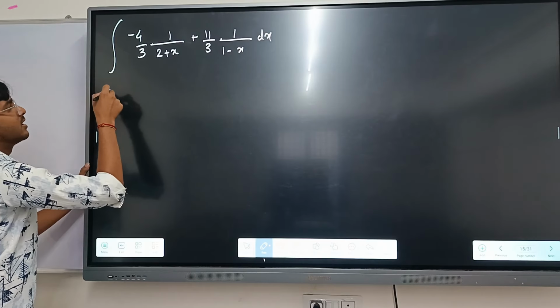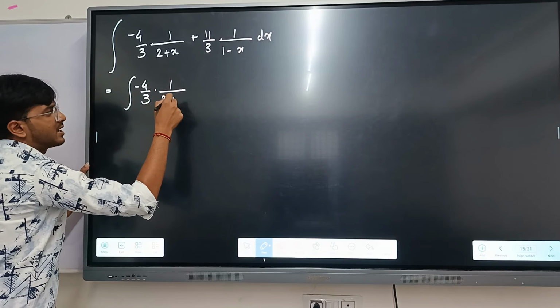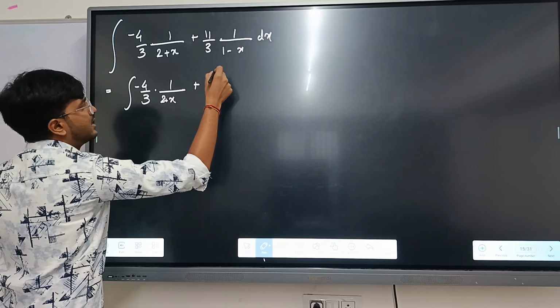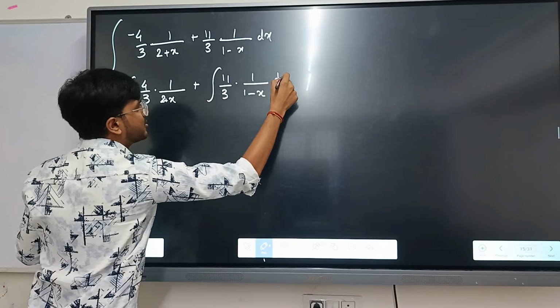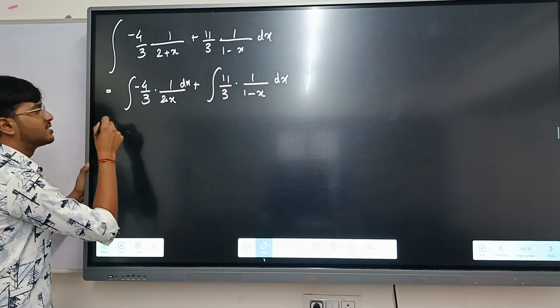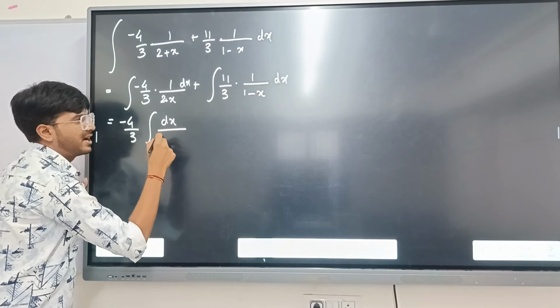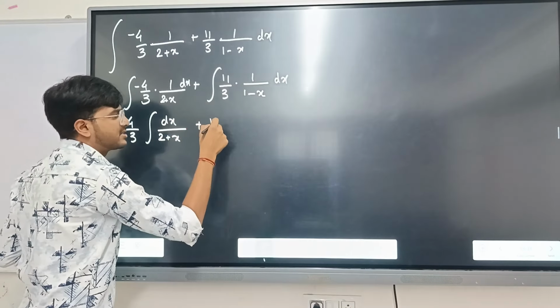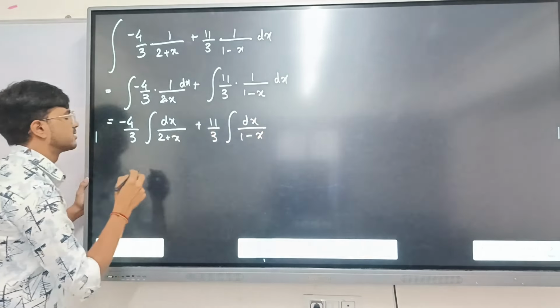I'll break it down. Minus 4 by 3 into 1 by 2 plus x, plus integration 11 by 3 into 1 by 1 minus x, both sides dx. So let's take constants outside: minus 4 by 3 integration dx by 2 plus x, plus 11 by 3 integration dx by 1 minus x.